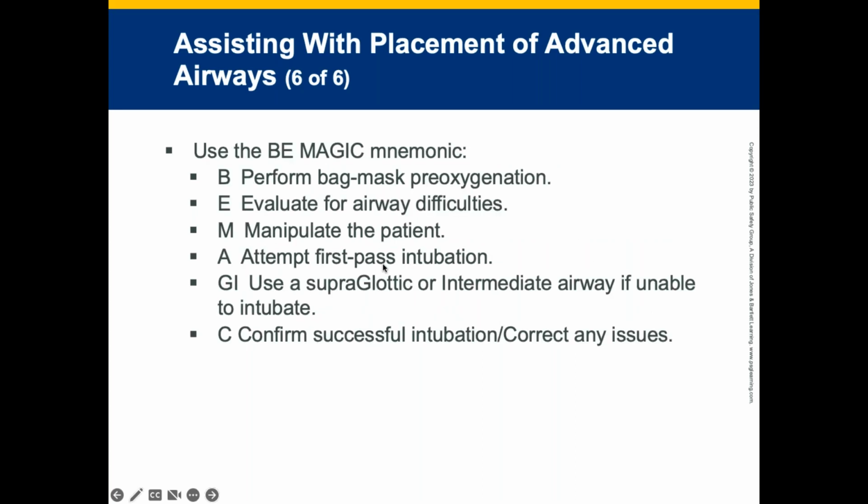All right, and then at the end, we have the 6 typical steps using the B-MAGIC mnemonic. Perform bag valve mask pre-oxygenation. Evaluate for airway difficulties utilizing the Mallampati score of 1 to 4. We're going to manipulate the patient and attempt the first pass intubation. We're going to use a supraglottic or intermediate airway if unable to intubate the patient. And we're going to confirm successful intubation and correct any issues that may be present.